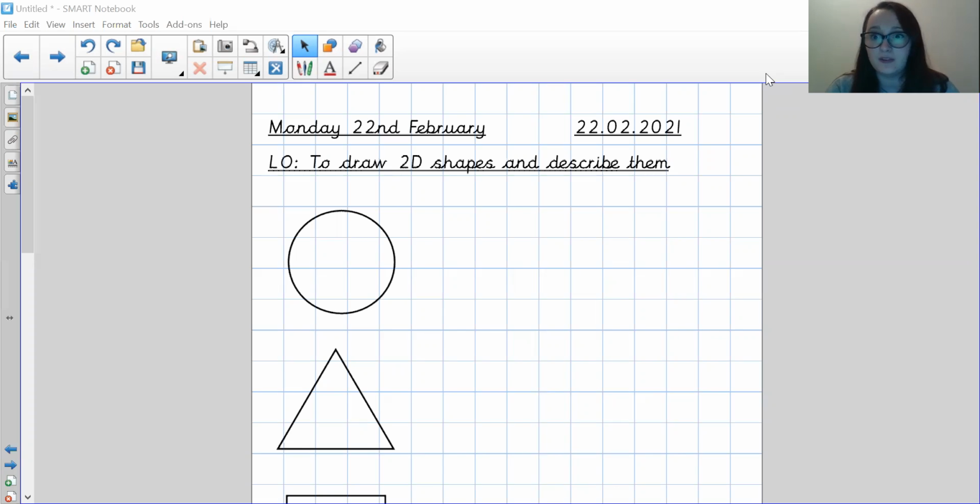It is Monday the 22nd of February and I've got the short date there, 22.02.2021, and what we're going to do today is draw 2D shapes and describe them. Before we do this, you should have watched the video discussing all the different shapes and some of the properties of them as well. Now we're going to have a look at a couple of the shapes and see about their properties. But before we do that, we're going to look at a little bit about the angles, okay? So let's have a look at those now.